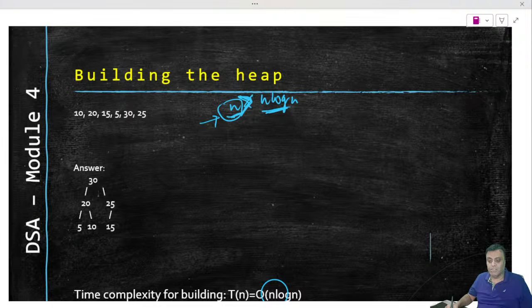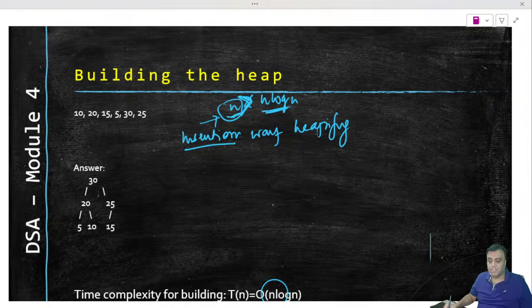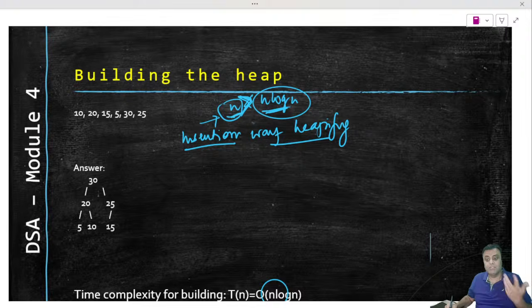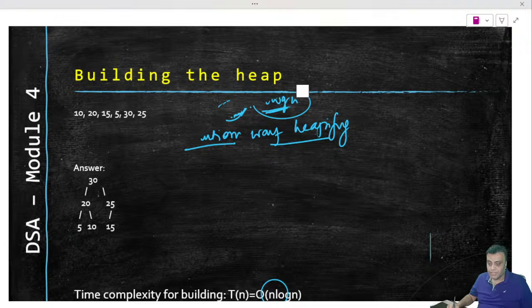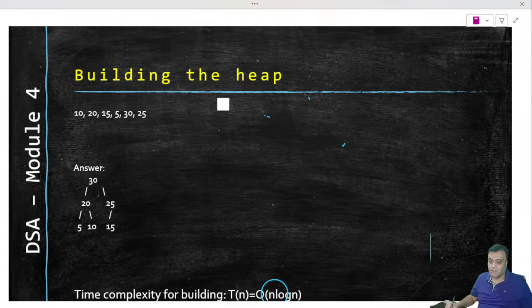I am talking to you about a heapify process which relies on what is called the insertion way of doing heapify. The insertion way of doing heapify will give you n log n. So with this, if I start heapifying, or creating this heap, heapify means creating the heap from a sequence of numbers, as simple as that.